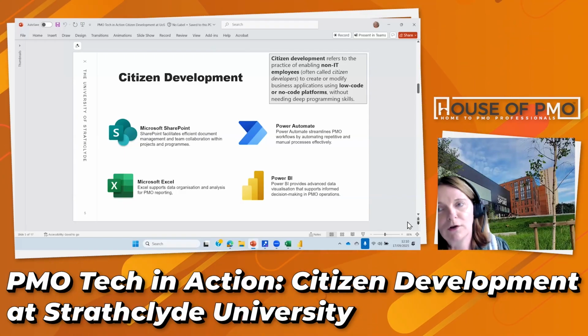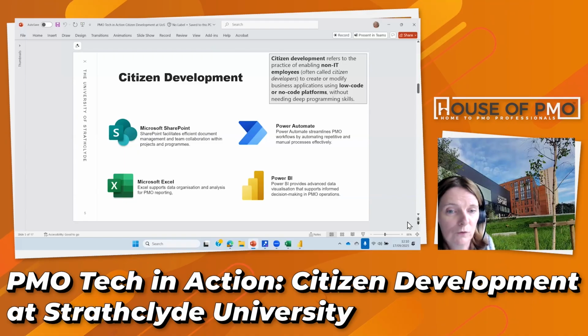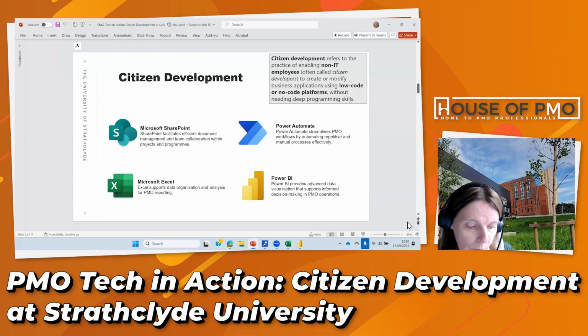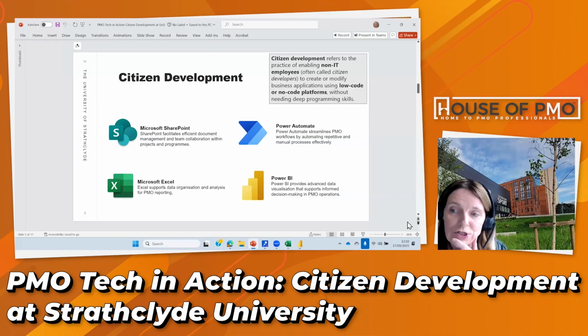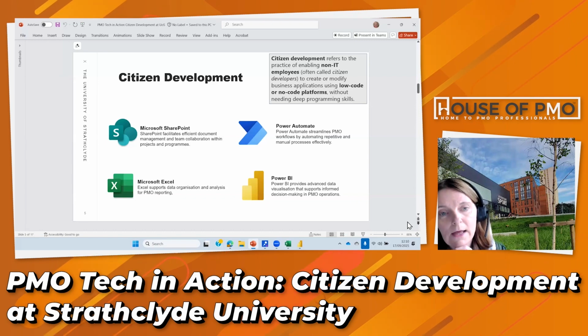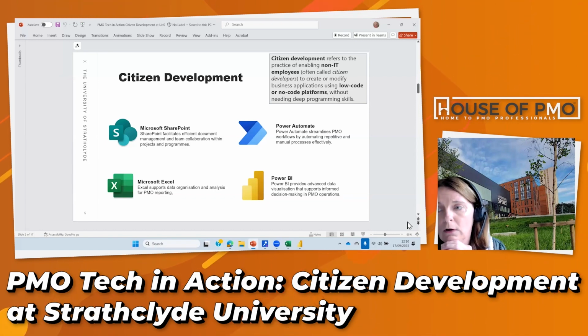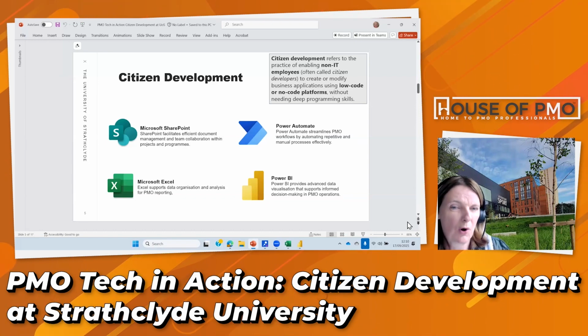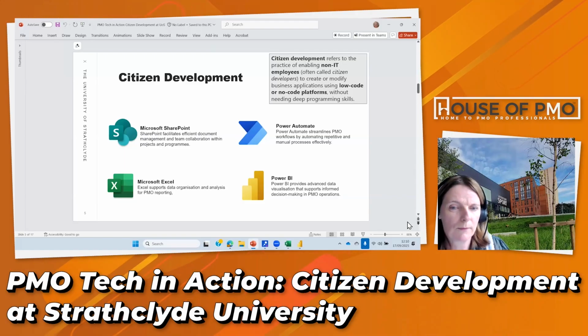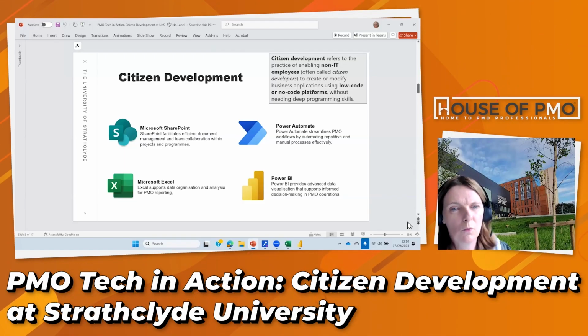So the four underlying technologies that we use to help support us with our management information reporting and our process reviews is actually SharePoint, Excel, Power Automate, and Power BI. Now, there are other Power Apps as well. There's the Power App one, which is more so if you're wanting to be portable and be able to do things on the go.